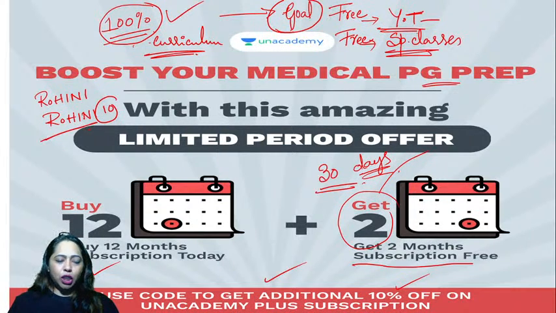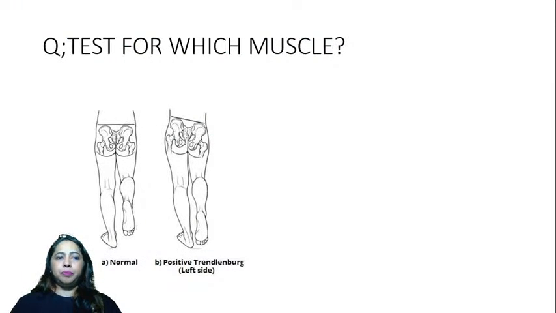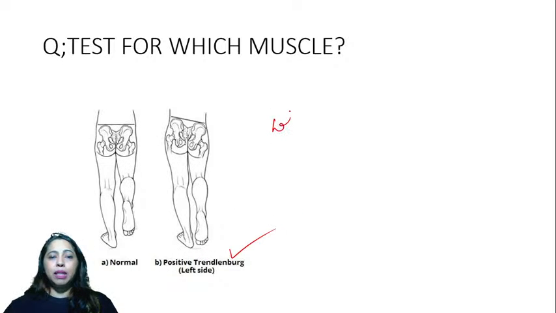Is there any question that you want to ask other than what we were talking about? Now here we have the next question. We can cover one more question. This is a test for which muscle? Now, which muscle do you think is tested with this? Anybody? Now, there is this positive Trendelenburg sign that you can see on the left side here. So, which muscle is the question?